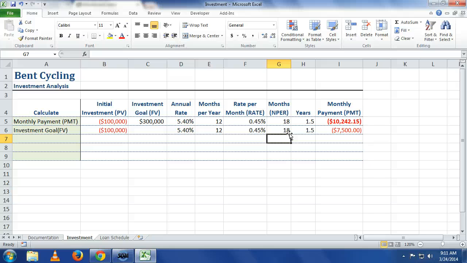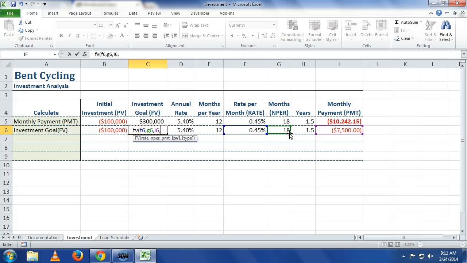Okay, so in this case, we're going to use future value, and we're going to figure out what we'll have at the end if we invest 7,500. We know it's going to be less than 300,000, but how much less than that is it going to be? So it wants the rate, which once again is F6. It wants the number of periods, which is in G6. It wants the payment, which is I6. And it wants the present value, which is in B6.